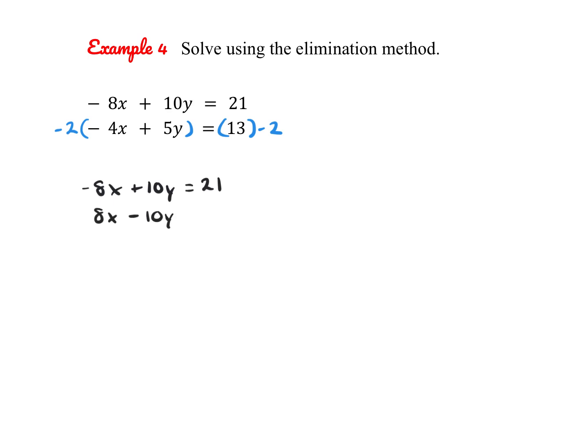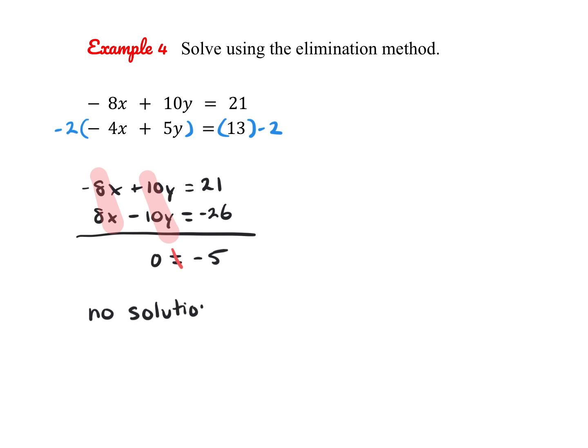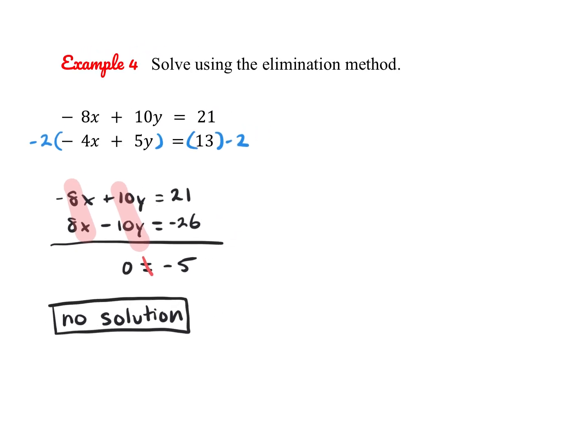8x minus 10y equals negative 26. So if I add vertically, my x's cancel out and my y's cancel out, so I'm left with 0. But here, 21 plus negative 26 is negative 5. So here my variables disappear, but I'm left with an equation that is simply not true. 0 is definitely not equal to negative 5. So when we have a case like this, that means that there's actually no solution to this system.